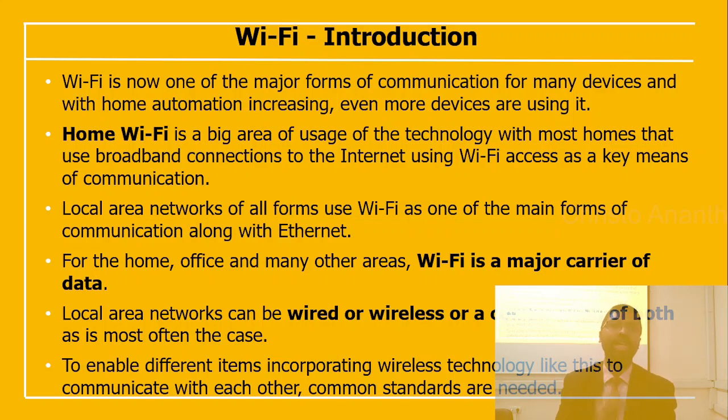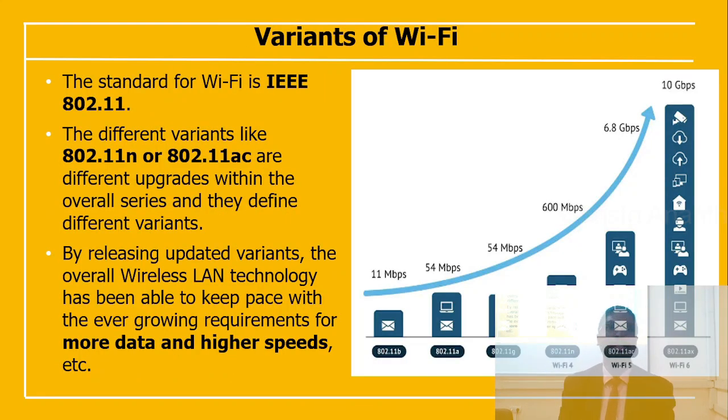LANs, local area networks of all forms, will be using Wi-Fi as the main form of communication along with the Ethernet cable. For homes, offices, and several other areas, you will use Wi-Fi as a major carrier of data. A LAN can be wired, wireless, or in most cases both wired and wireless. To enable different items incorporating wireless technology to communicate with each other, you should have some common standards. For that we go for the IEEE standard.